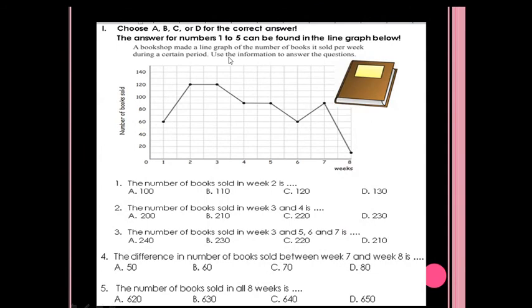Now let's see the question. This is the question in the Google form. Right now this graph shows the number of books that are sold per week during a certain period. Would you please answer number 1 until number 5 based on this graph? Click your answer for number 1 until number 5, whether it is A, B, C, or D, and then transfer your answer in the Google form.